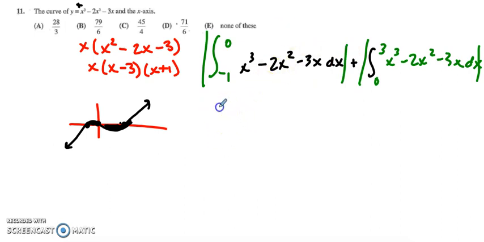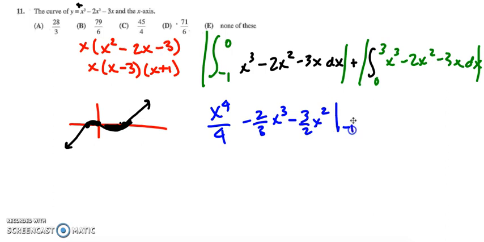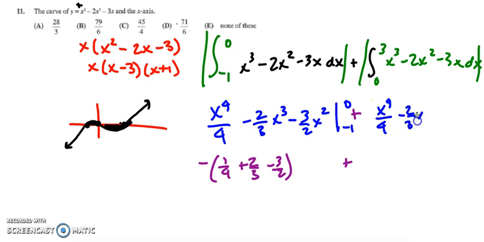but I'll put the absolute values in there just for fun. When I integrate, I get x to the 4th over 4 minus 2/3 x cubed minus 3/2 x squared, and then I evaluate it from -1 to 0. If I plug in 0, I get all zeros. So that's done. Then subtract out plugging in -1, so I get 1/4 plus 2/3 minus 3/2. Coming over to my second integral, once again I have x to the 4th over 4 minus 2/3 x cubed minus 3/2 x squared, but now it's from 0 to 3.